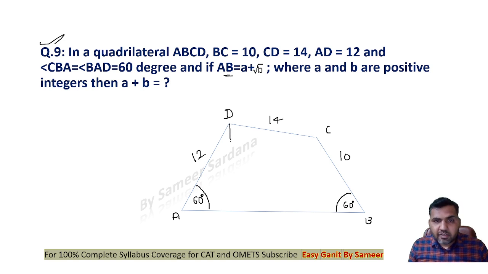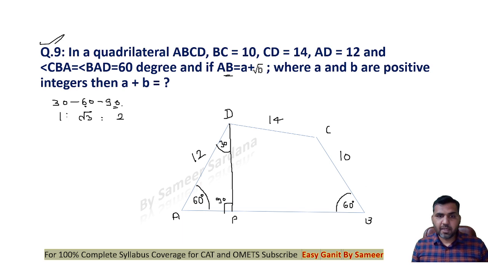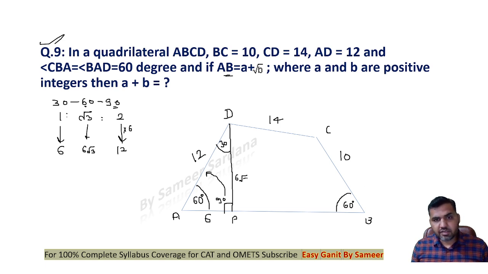You can see that if I drop a perpendicular from the side D on AB, let's say this is P. Now this angle is 90 degrees, this angle would be 30 degrees. Now we know that in a 30, 60, 90 triangle, the side ratio is 1 : root 3 : 2. Side opposite to 30 is 1, side opposite to 60 is root 3, side opposite to 90 is 2. Now side opposite to 90 is given to me as 12, that is 6 times 2. So can I say that the side opposite to 30 will be 6? So this length will be 6, and the side opposite to 60 degrees would be 6 root 3. So this length will be 6 root 3.